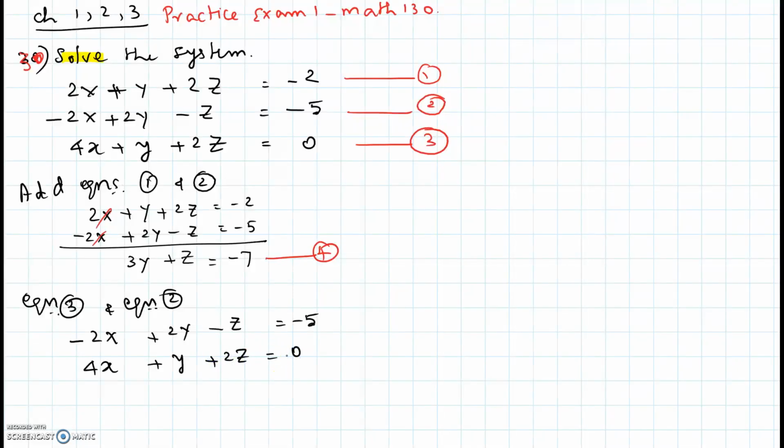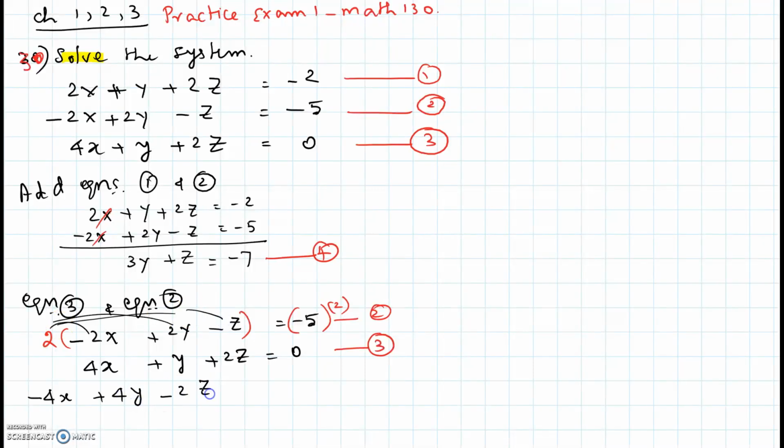In order to make the coefficients of x equal and opposite, we have to multiply the first equation, equation 2, by 2. When you multiply, make sure to multiply both sides of the equation by 2. So you get negative 4x, if you distribute, negative 4x, positive 4y, minus 2z equal to negative 5 times 2, that is negative 10. We'll just call it equation 2 again, because it is only equation 2 rewritten differently. And equation 3 is 4x plus y plus 2z equal to 0.